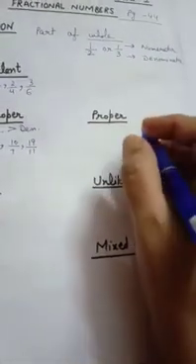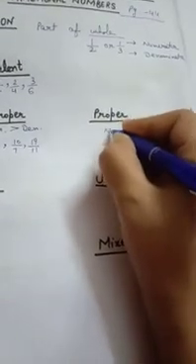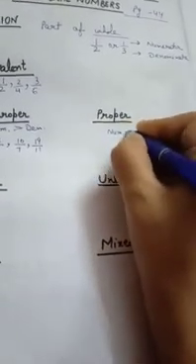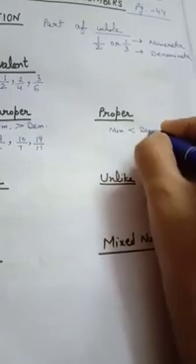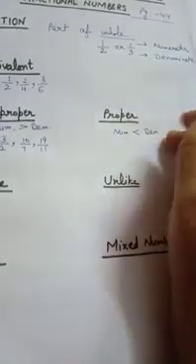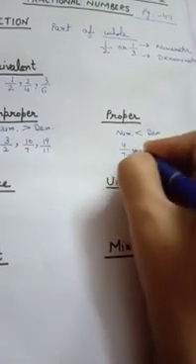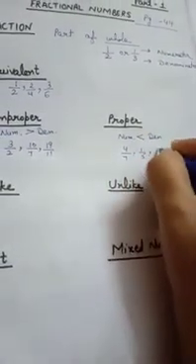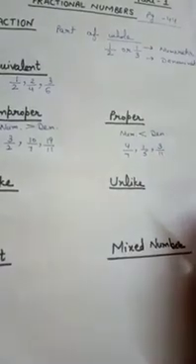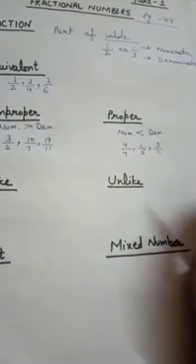The next are proper fractions. What are proper fractions? Fractions whose numerators are smaller than the denominators. For example, 4/7, 1/5, 3/11. All these are proper fractions.